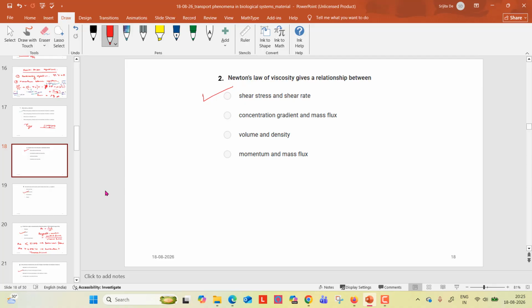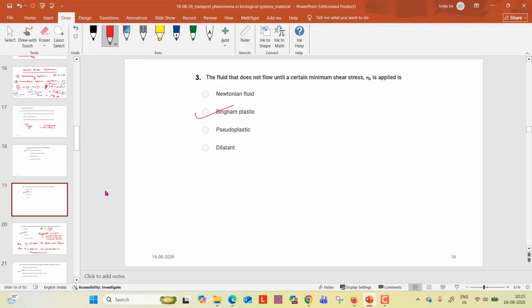Newton's law of viscosity gives a relationship between shear stress and shear rate. That is what we have seen, right? The third question, the fluid that does not flow until a certain minimum shear stress tau naught. So we have seen this example of paste, toothpaste. But it is also true in case of the cream we use, right? So it is the Bingham plastic. Next.